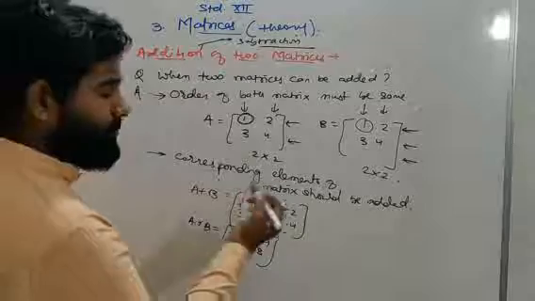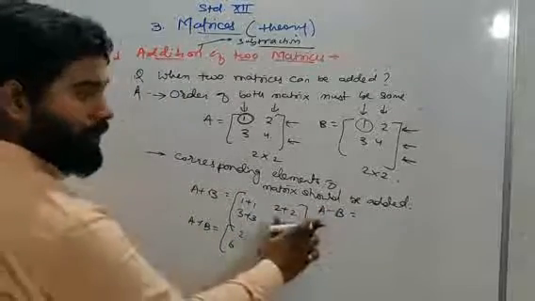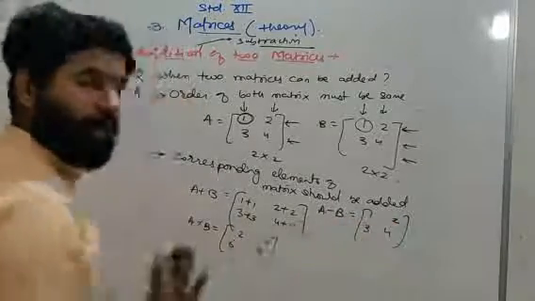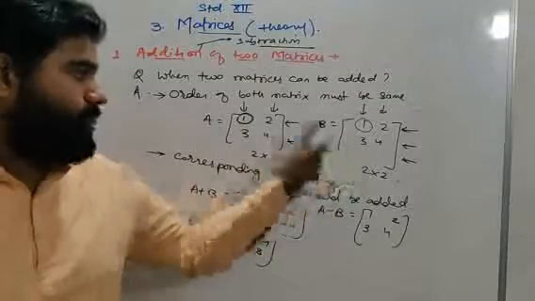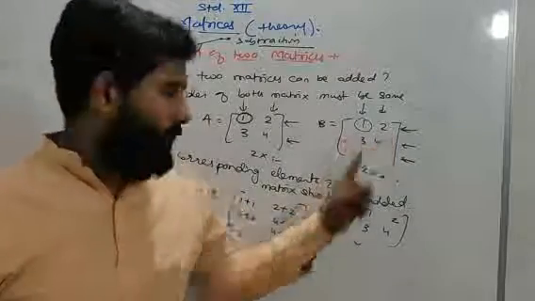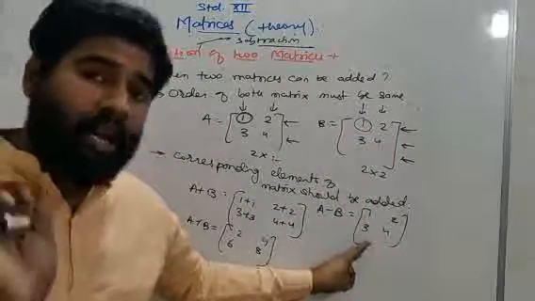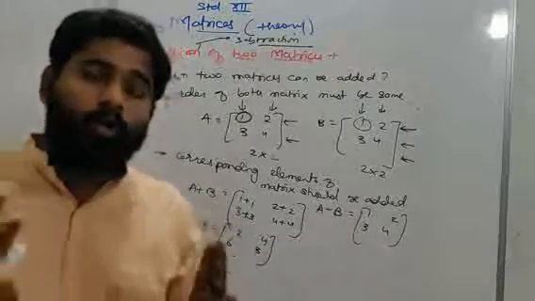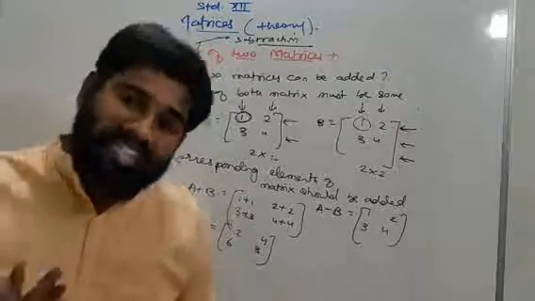So if I am asking what is A minus B, A is again your 1, 2, 3, 4. Your order should be equal. Order for both matrices should be the same. Here also 2 row 2 column, and here also 2 row 2 column. Again, that is the requirement for the subtraction as well. It is the only requirement for addition and subtraction, that the order of both the matrices must be the same.